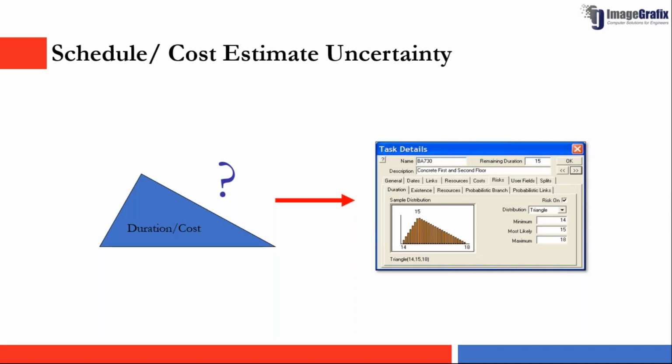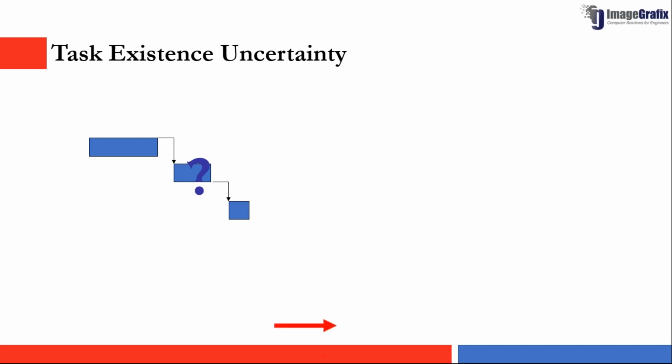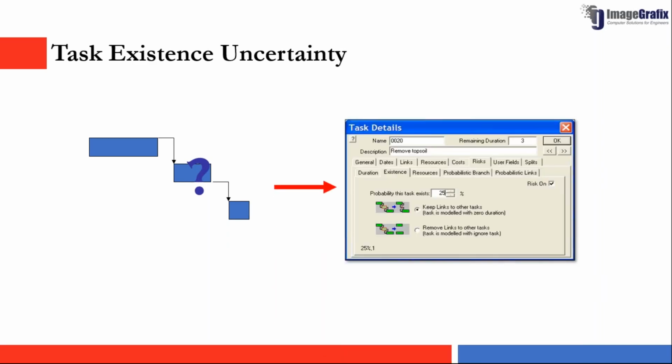Now we have seen activity uncertainty in Primavera Cloud. Here we can also apply cost and schedule uncertainty at activity level, and task existence uncertainty. So in some of the R&D projects, research and development projects, we have some tasks where we don't know whether this task will exist or not. So we can even capture that kind of risk, where we can put the possibility of this task existing. We can put 20% or 15% or 30%.